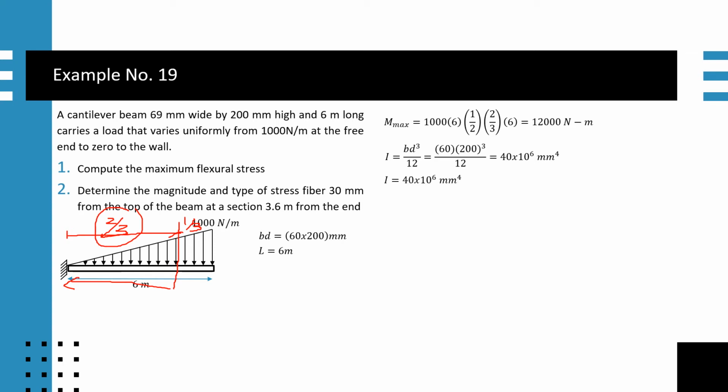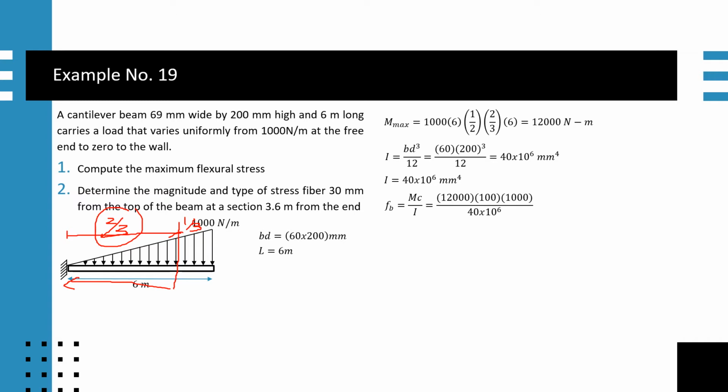So, I is equal to 40 times 10 raised to 6. Yung B natin is 60, D natin is 200 pala, sorry, and then over 12. Simplify mo yan, that is 40 times 10 raised to 6 mm raised to 4. Okay? And then punta na tayo sa F. Sigma is equal to MC over I. Mapapansin mo dito, nakuha na natin ang value ng M, 12,000. Nakuha natin ang value of I, which is 40 times 10 raised to 6.